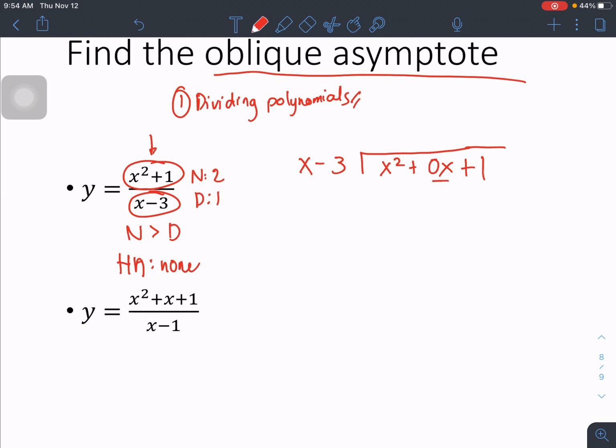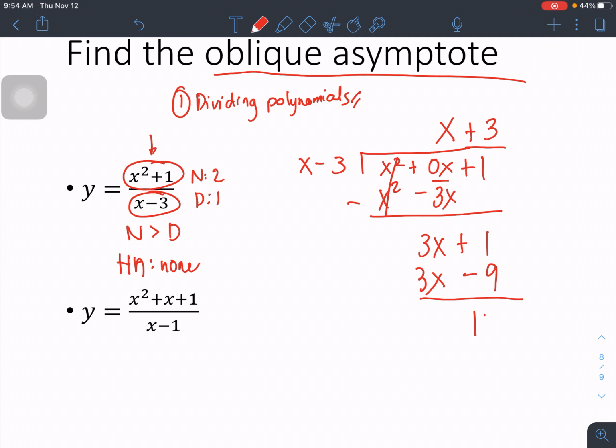Okay, so x squared divided by x is x. X times x is x squared. X times negative 3 is negative 3x. So subtracting this will be 3x plus 1. So 3x divided by x is 3. 3 times x is 3x, plus 3 times negative 3 is negative 9. So this will be 10.